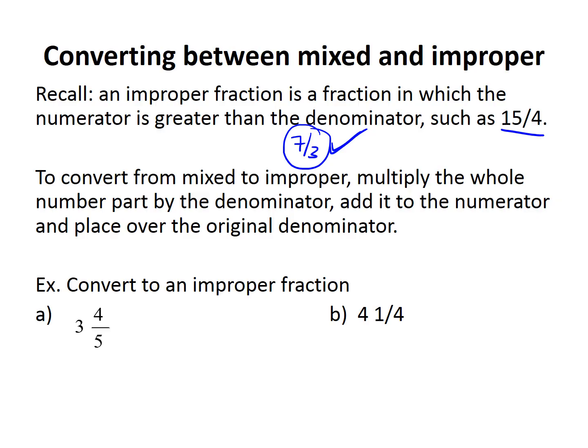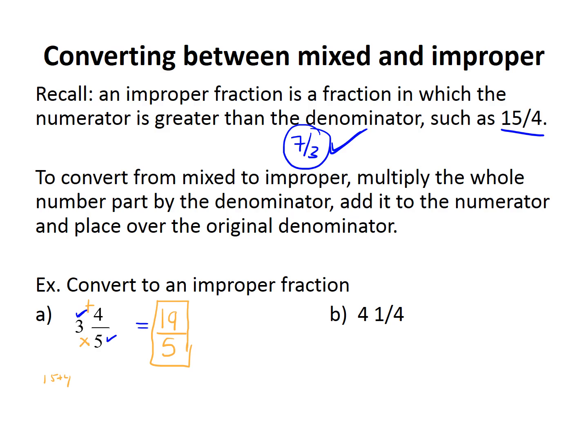Remember, to convert from mixed to improper, you multiply the whole number part by the denominator, add it to the numerator, and then place it over the original denominator. If you're changing 3 4/5 to fifths, you're going to stay fifths, right? So you do 3 times 5 plus 4, so that's 15 plus 4, which is 19, and you keep your denominator of 5, of course. You wouldn't all of a sudden change to a different fraction piece.